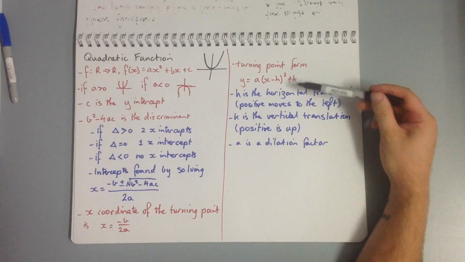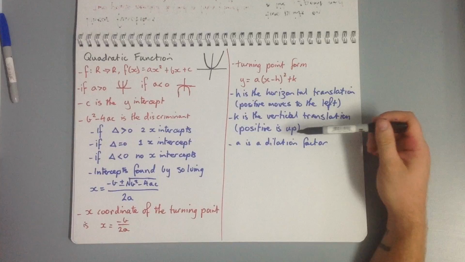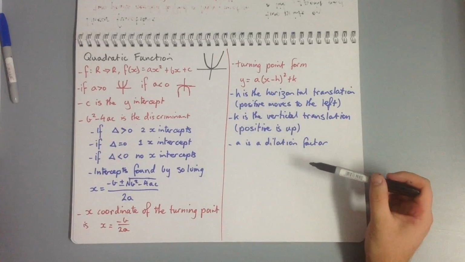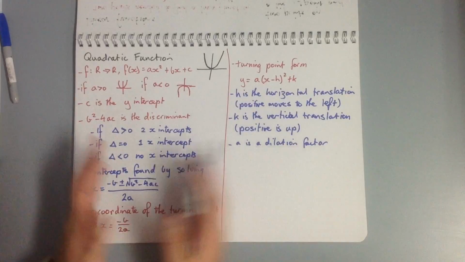k is the vertical translation. If it's positive, then it's going to move it up. If it's negative, it's going to move it down. And a is what's known as a dilation factor, so that stretches and compresses our graph.